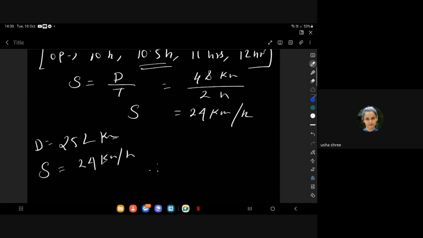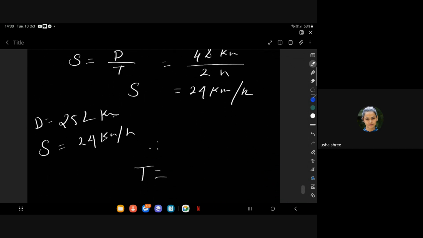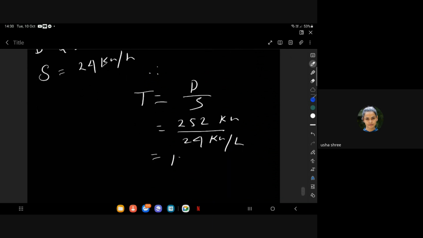So what is t? T equals how much? From the same formula, t equals d by s. So 252 kilometer by 24. The units are the same. Kilometer gets cancelled, hours will be there. So 10.5 hours. Any issues?